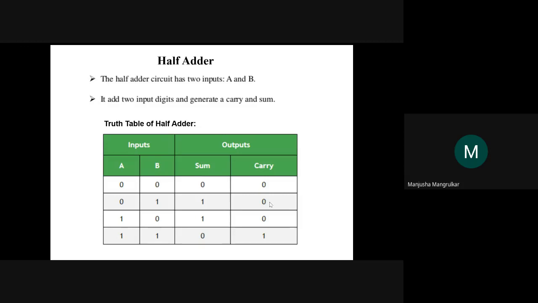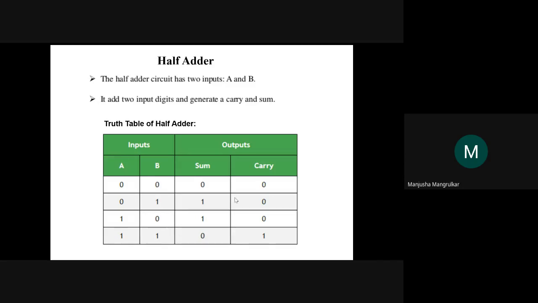So this is the output of sum and carry. If I'm adding two numbers, 1 plus 1, my sum is 0 and my carry is 1. Now this output we have to put into the truth table, right? We have seen truth tables and K-maps also. This is the truth table of the half adder.